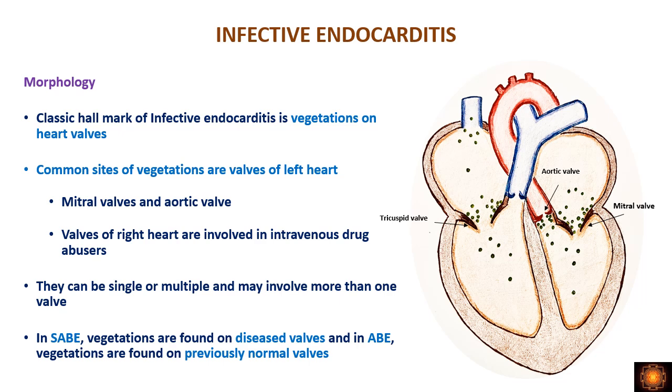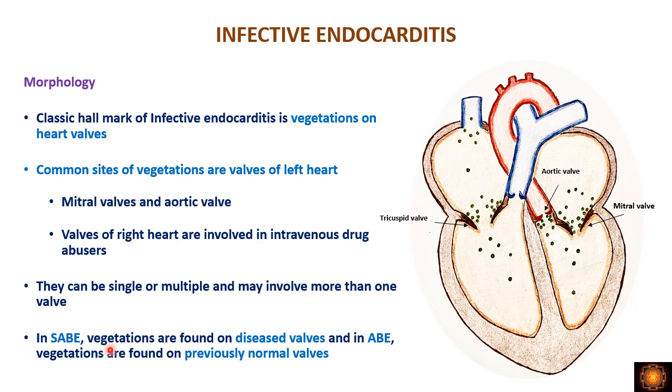Now, the classic hallmark of infective endocarditis is that we see vegetations on the heart valves. The commonest valves involved are the mitral valve and the aortic valve, that is, the valves of the left heart chamber. Involvement of the valves of the right heart, with deposition of bacteria there, is mainly seen in IV drug abusers. The vegetations can be single or multiple and may involve more than one valve.